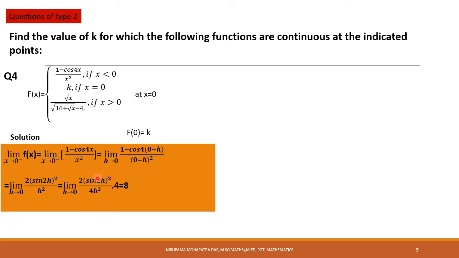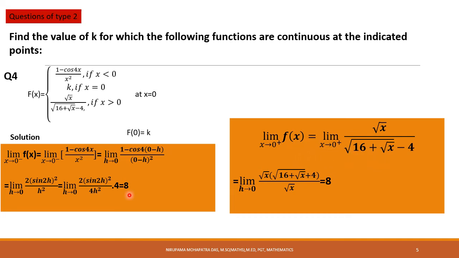We need to have (sin theta by theta) whole square. So in order to make 4h square here, we are multiplying 4 in the denominator and 4 in the numerator, and this becomes what? Limit h approaches 0, 2 into (sin 2h by 2h) whole square into 4. So we are getting 2 into 1 into 4, that is equal to 8.